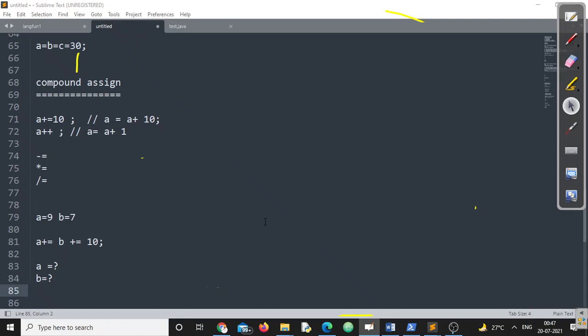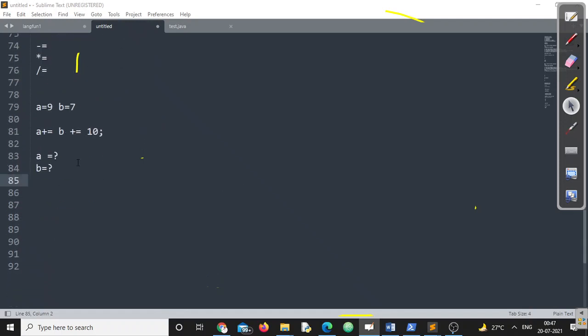Now I am leaving a task up to you because this particular thing we have already discussed very thoroughly. Suppose I am writing byte b is equal to 126 or 127. Can you please tell me what happens if I am writing b plus equals to 3?